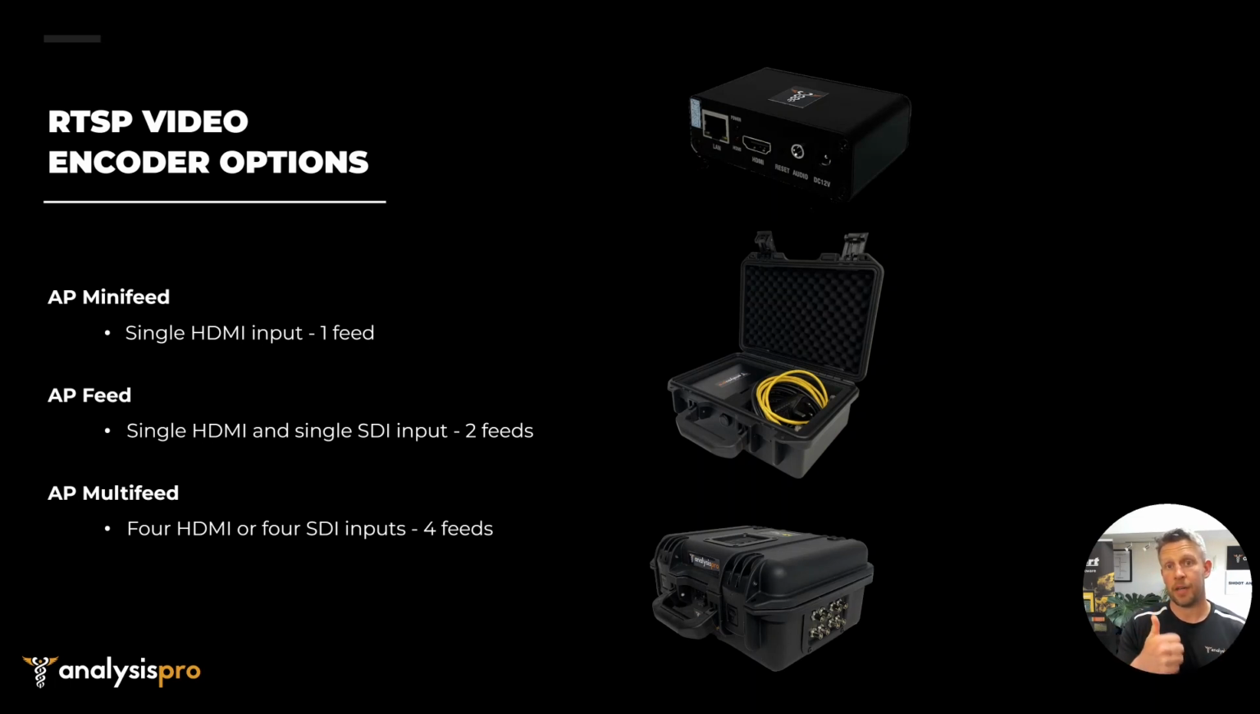So AP mini feed, a great way to start with having a single HDMI feed and getting those benefits of RTSP. AP feed for 2 feeds, HDMI and SDI, and then AP multi-feed for 4 feeds at once, HDMI or SDI.